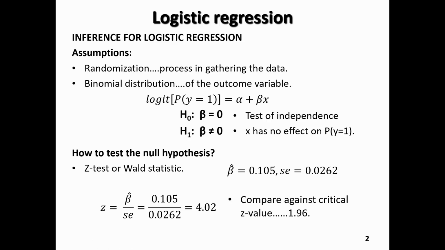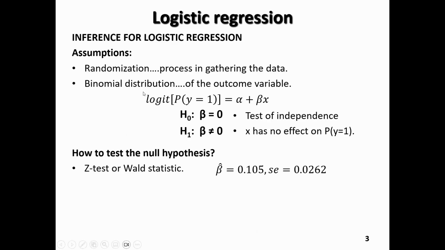Now we can take our z-value and compare this against the critical z-value of 1.96. Since 4.02 is larger than 1.96, we can reject the null hypothesis and conclude that the beta is not 0, which would demonstrate a statistically significant correlation between our predictor variable and the outcome, which is the probability of success or failure.